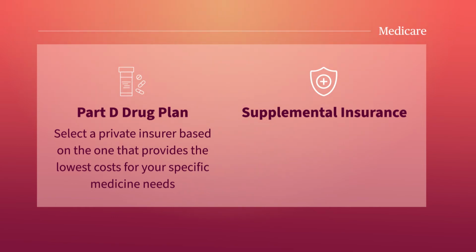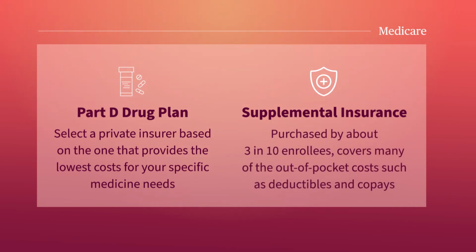Parts A and B require some out-of-pocket costs when used, and the more healthcare you need, the higher these costs can run. About 3 in 10 Original Medicare enrollees buy supplemental insurance, also known as a Medigap plan, that covers many of the out-of-pocket costs such as deductibles and copays and other charges that Medicare doesn't cover.